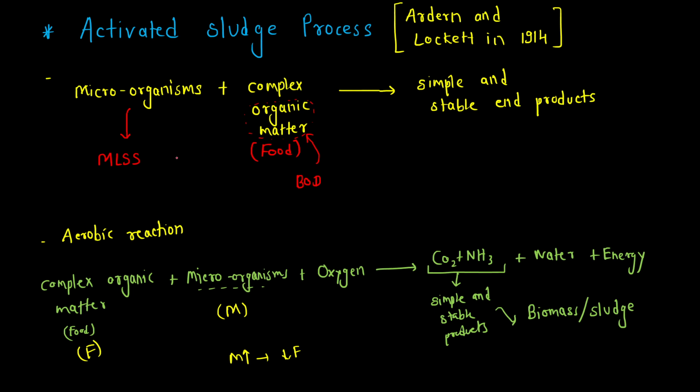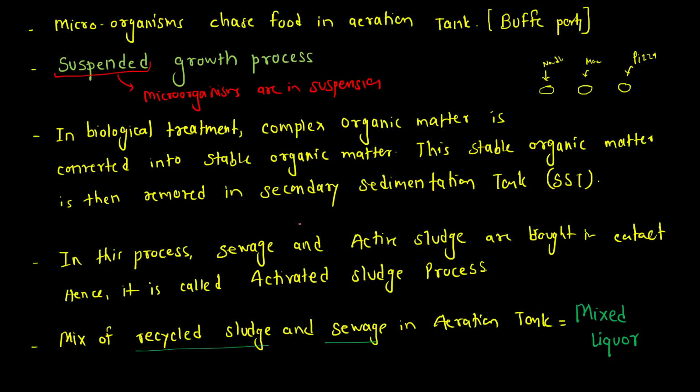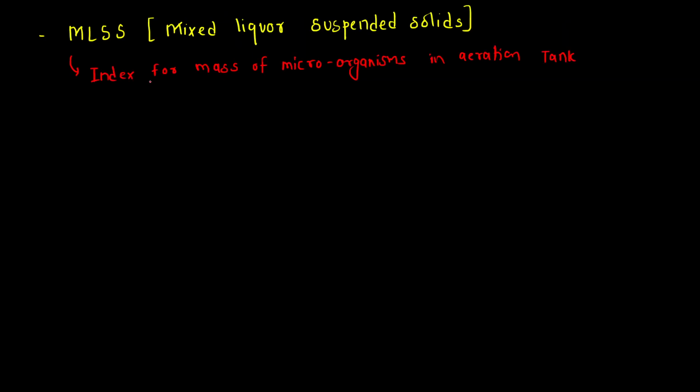See, the main reaction is microorganisms plus complex organic matter gives the stable and simple end products. These microorganisms, we are expressing in terms of MLSS. So whenever we say MLSS, that means we are representing the microorganisms there. So this MLSS is nothing but an index for mass of microorganisms in aeration tank. Now this one point is important here.